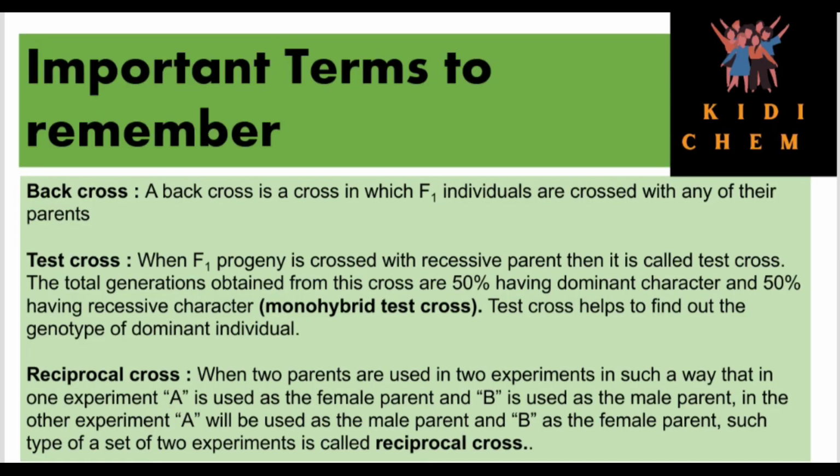Important terms to remember: backcross is a cross in which the first generation individuals are crossed with any of their parents. Test cross is when the first generation offspring is crossed with the recessive parent, in which the total generations obtained are 50% dominant and 50% recessive. Reciprocal cross is when in one experiment A is female and B is male. In another experiment, A will be male and B will be female.